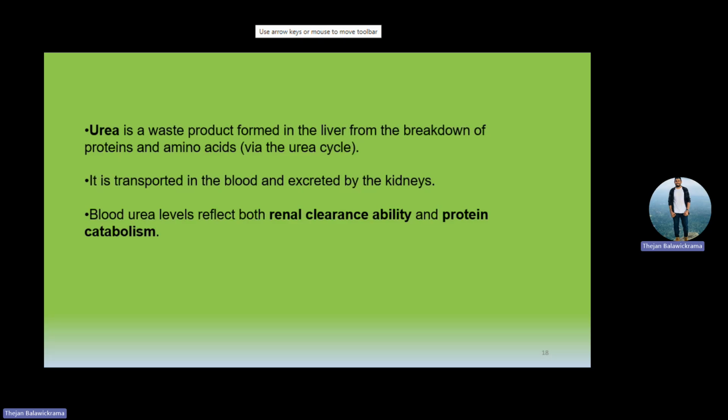Just like the other things, blood is what transports this, and it is excreted by the kidneys. The kidney is the one which filters it out of the blood. Whatever process is happening in the body, whatever things are made in the body, will be there in the blood. When blood goes to the kidneys, the kidney is the one removing that.